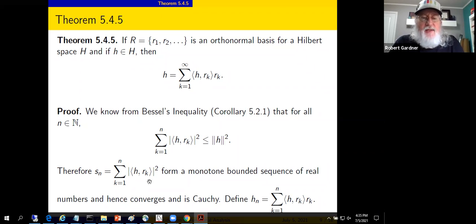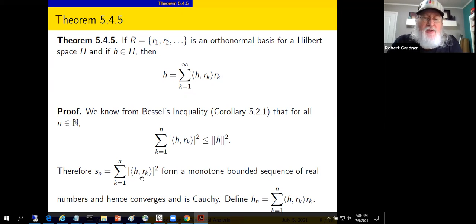So if we consider S sub n as the sum from k equals 1 to n of the modulus squared of those inner products, this is a sequence. As n varies, we get different terms. It's a monotone sequence. When the index gets bigger, you add more terms in and you pick up more stuff. So it's a monotone increasing sequence.